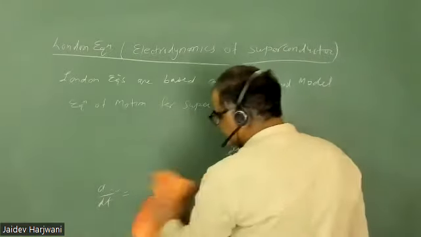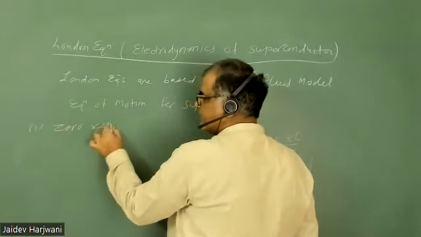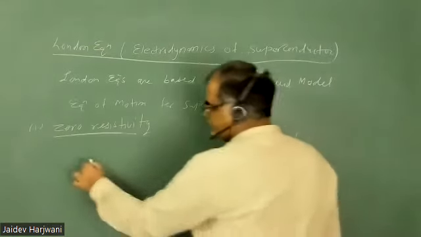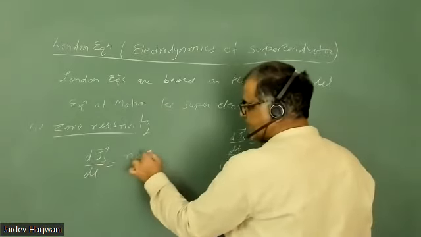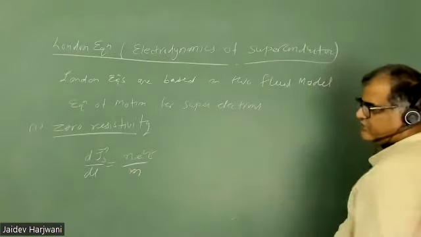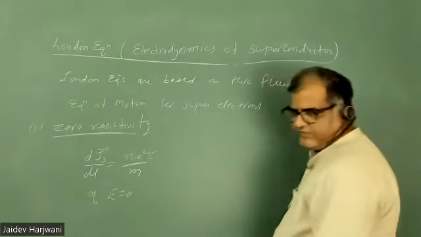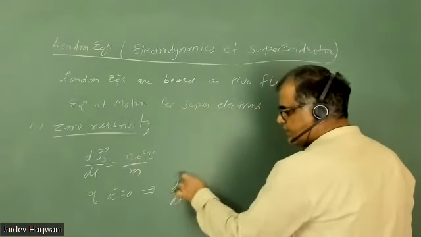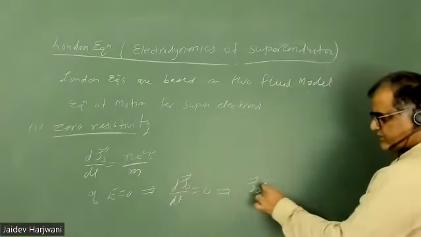Now I want to explain zero resistivity, the first property. Zero resistivity can be explained by this equation. Why does a superconductor have zero resistivity? You have dJs upon dt equal to ns e square E upon m. Now from this equation, what can I write? If E is 0, the electric field is 0, this implies that dJs upon dt equals 0, and this implies that Js equals a constant.